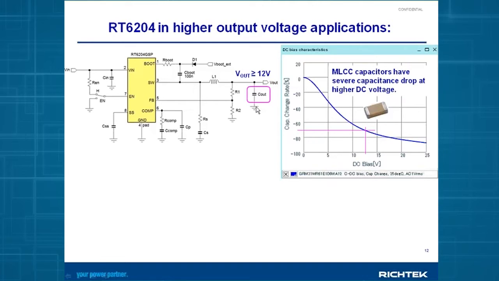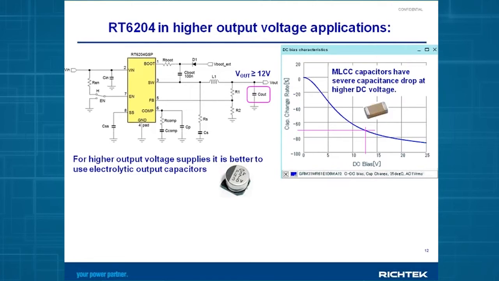So when you would design a 12 volt supply with a 10 microfarad ceramic capacitor, the actual capacitance at 10 volt DC is only around 3 microfarads. And this can cause stability and other problems like higher ripple. So for high output voltage supplies, it is better to use electrolytic output capacitors, because these capacitors don't have a DC bias effect.